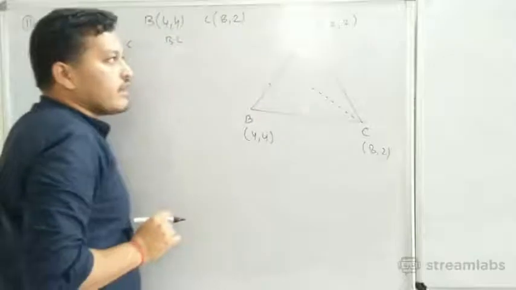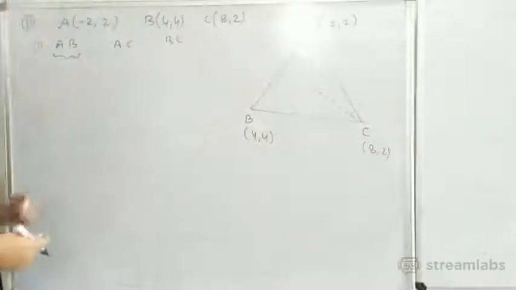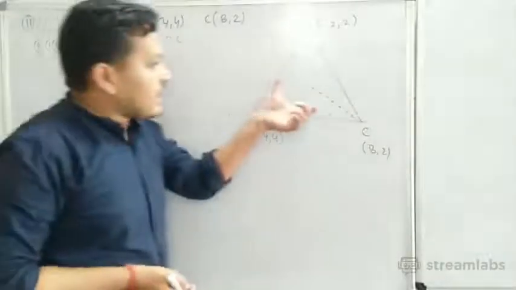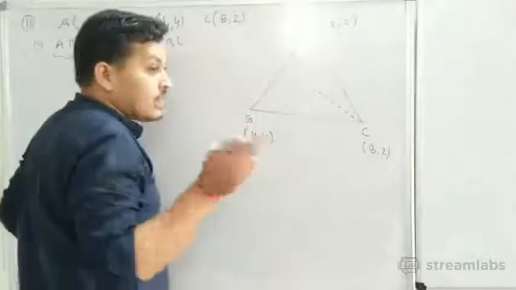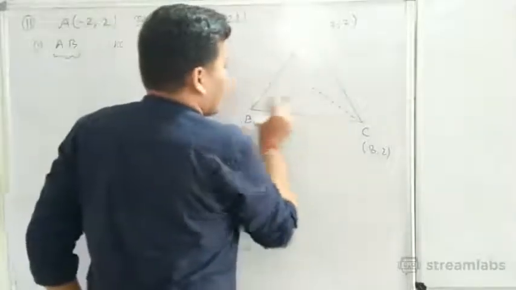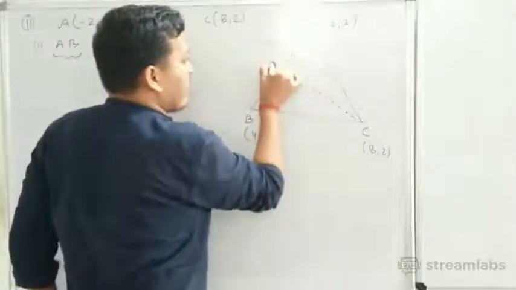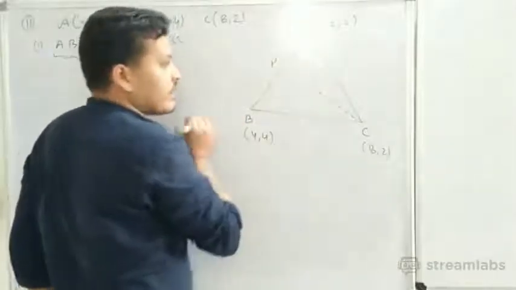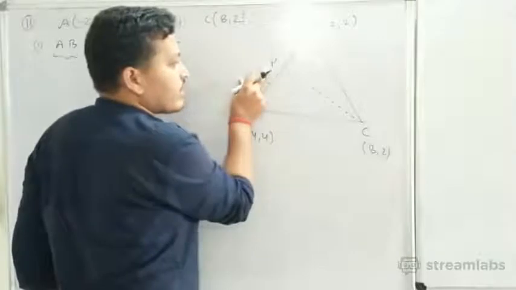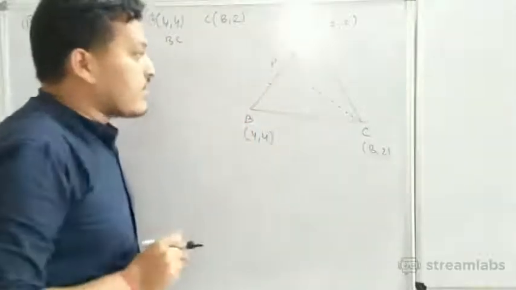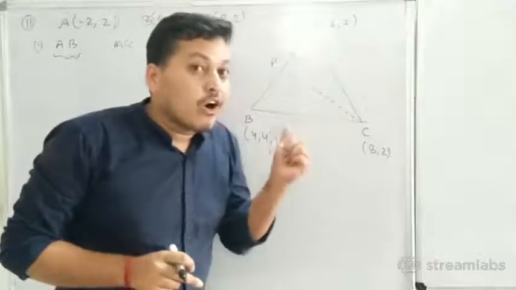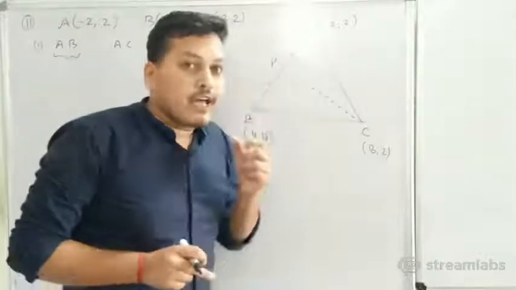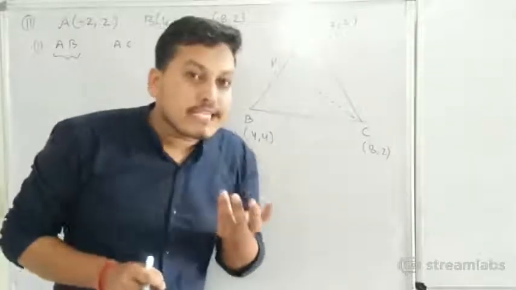These two lengths are equal. But the question is to find the length of this median. Listen carefully. What is the coordinate of this midpoint? Let the midpoint be P. So tell me the coordinate of this point. The question is to find the length of this median. How can you calculate the length between two points? As you know, by using the distance formula.